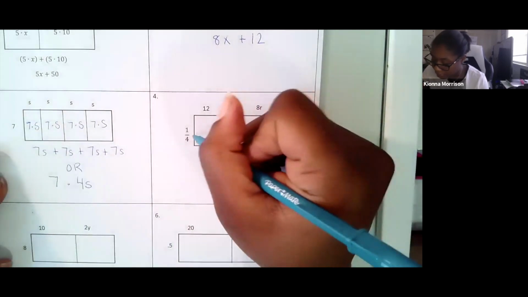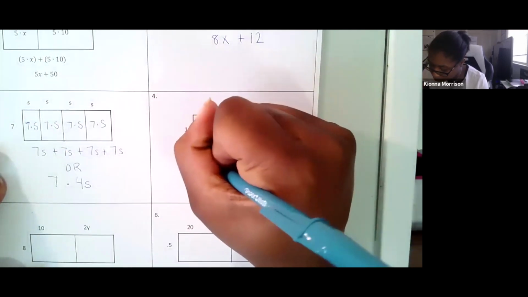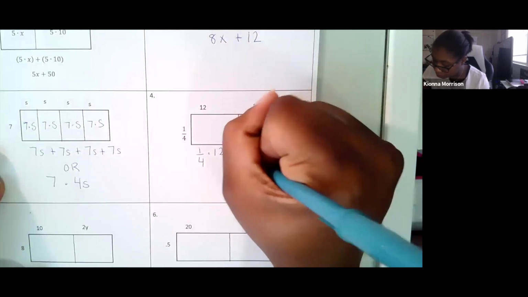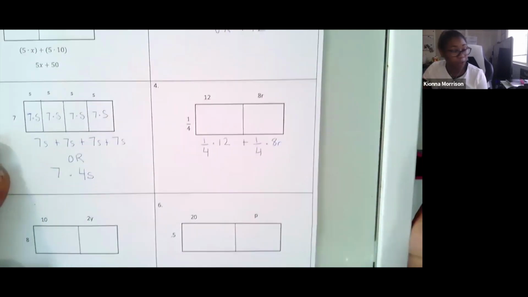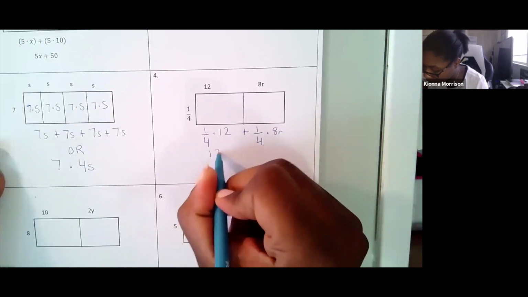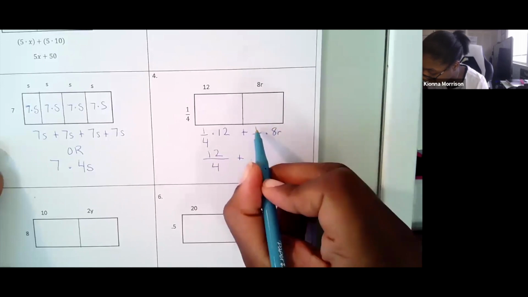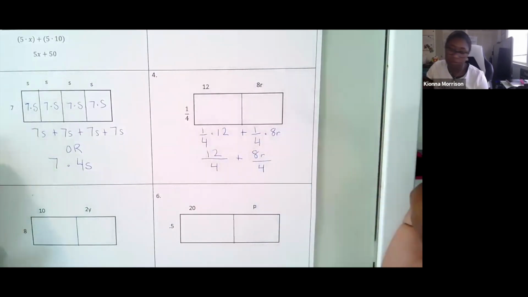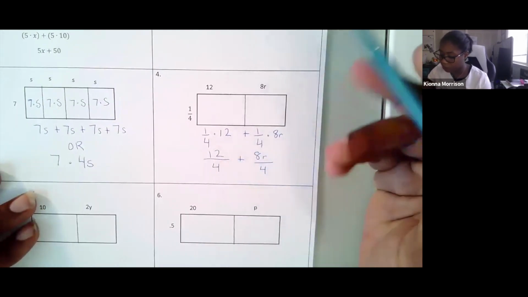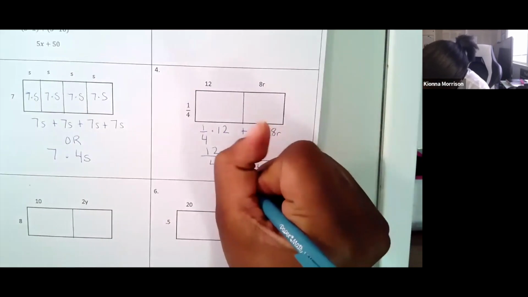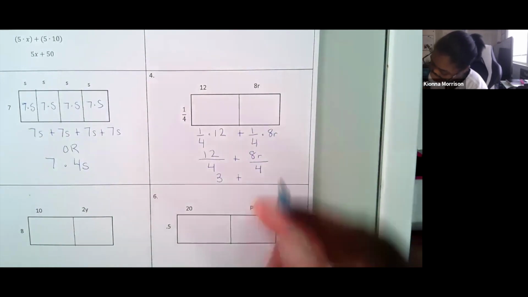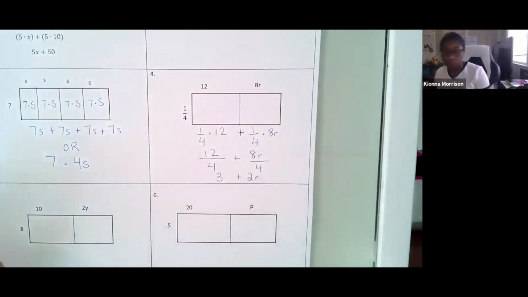For my next one over here, I have 1/4 times 12 plus 1/4 times 8. Ooh, don't forget your variable, that r. Now I'll have 1 times 12, which is 12 over 4, plus 1 times 8r, which is 8r over 4. I can simplify, because we've been practicing this a lot. 12 divided by 4, or how many groups of 4 are in 12? That's right, 3, plus 8r divided by 4, or how many groups of 4 fit into 8? That's right, 2 groups. So I'm going to have my 2r.